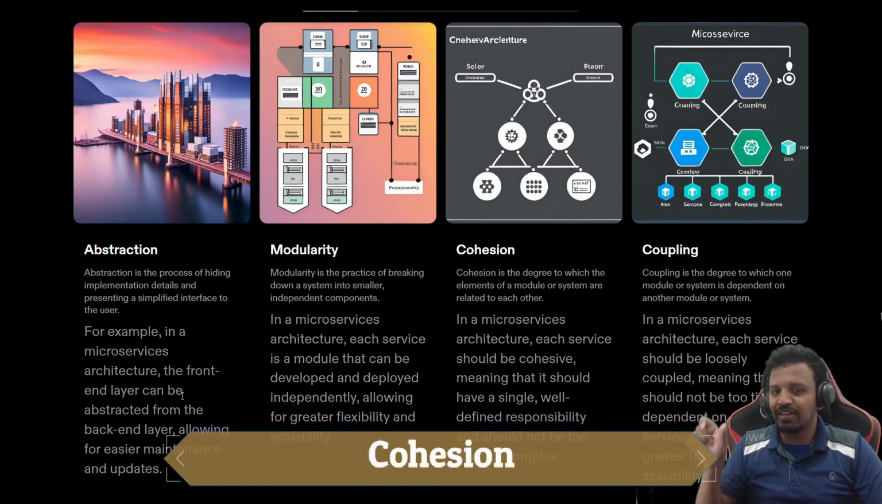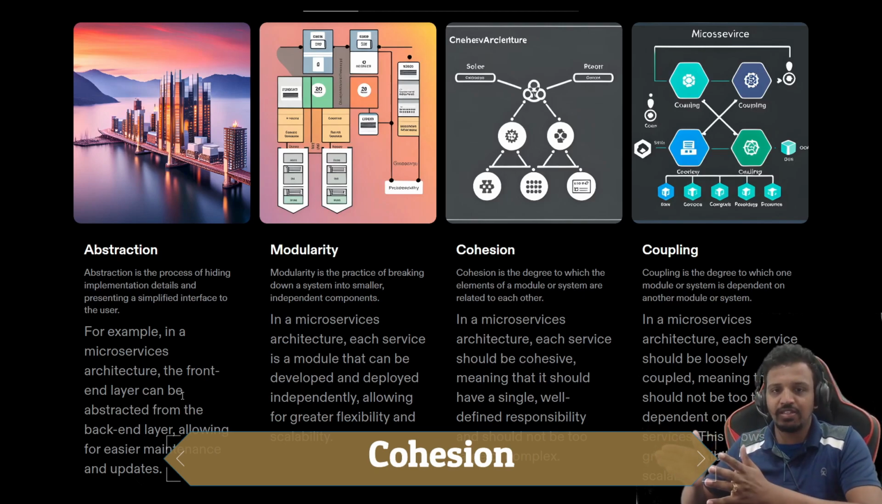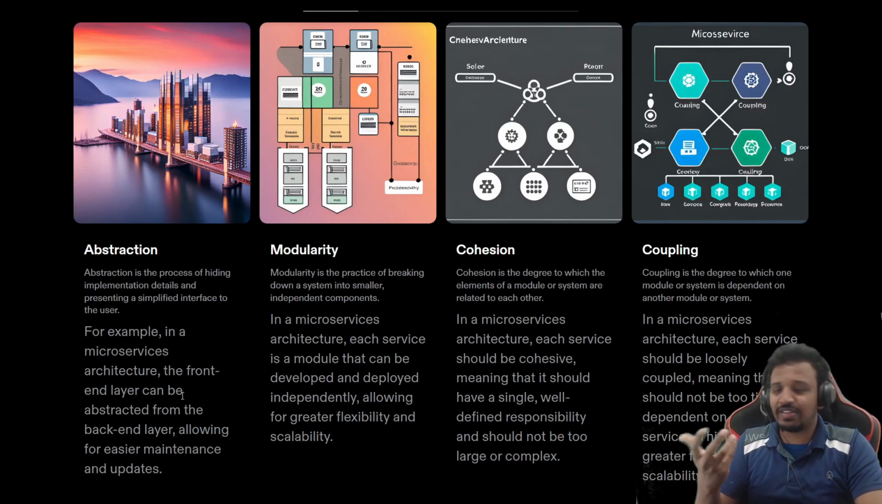So cohesion and coupling both come under the modularity principle itself, but I still added it separately because it's kind of critical. Cohesion is basically the level of dependency. Let's say when I'm saying login and register should be there in one microservice, what level of dependency is there? Both are dependent on authorization, authentication, and both are dependent on the databases.